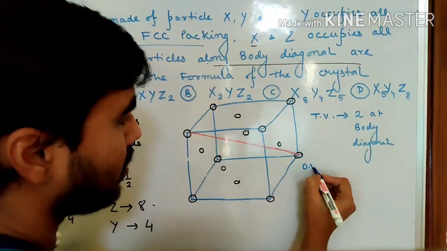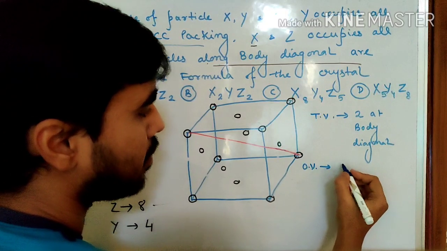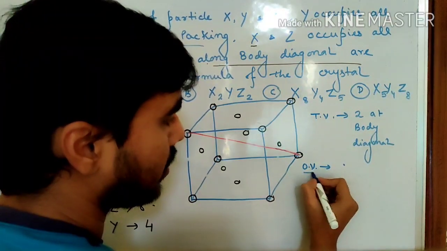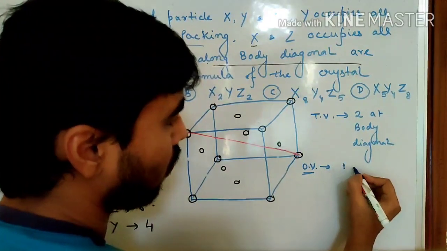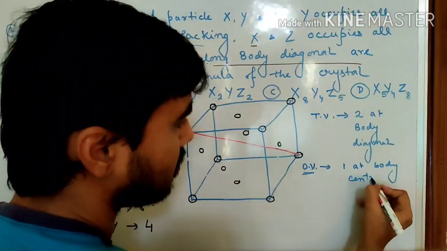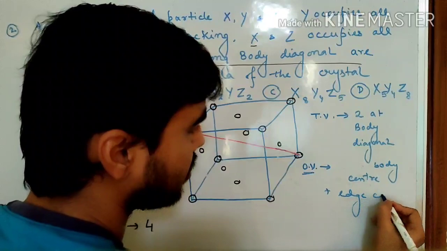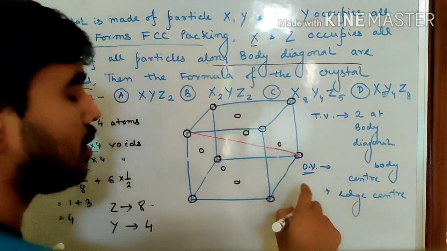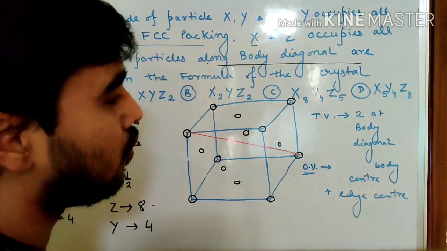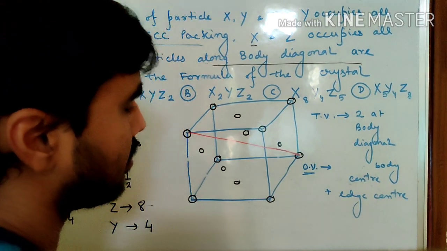And octahedral voids, what is their position? There are 2 types of octahedral voids. One at body center plus edge center. I will always refer, because all those diagrams I cannot draw here. Please refer to that video where I have drawn the location of tetrahedral voids and octahedral voids.